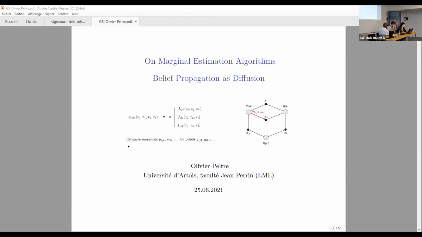Ah oui, ok. Alors, ça marche pas quand je suis sur le flèche.